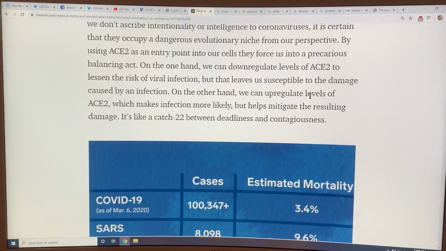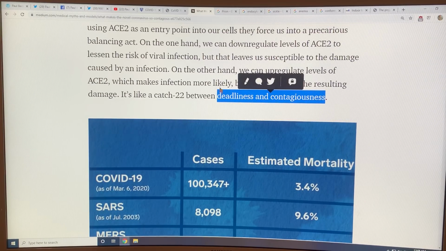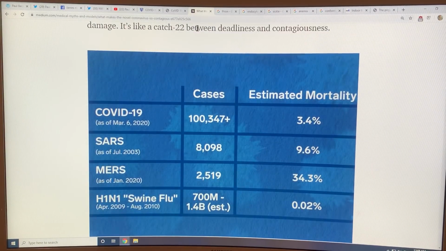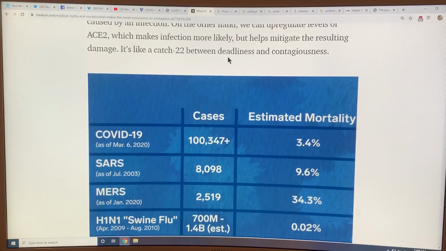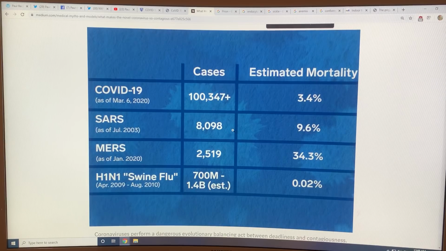If we upregulate levels of ACE2, which makes the infection more likely, it helps mitigate the resulting damage. So it's a catch-22 between deadliness and contagiousness. And I've said before, this virus is in the sweet spot between these, because if a virus is too deadly, it kills the host before the host can spread it. And also the symptoms appear much earlier. But for this one, many people are asymptomatic, and the people that do get sick can be asymptomatic for up to 2 weeks. So how do you stop something like this?